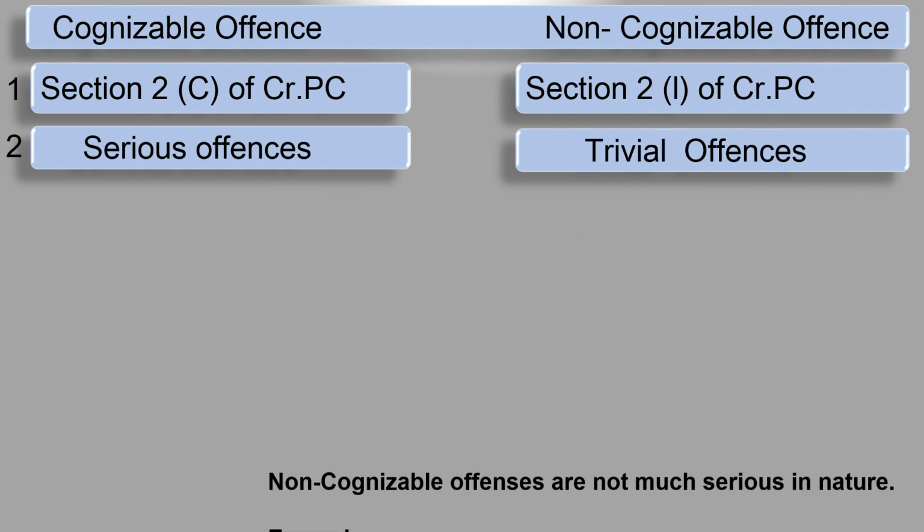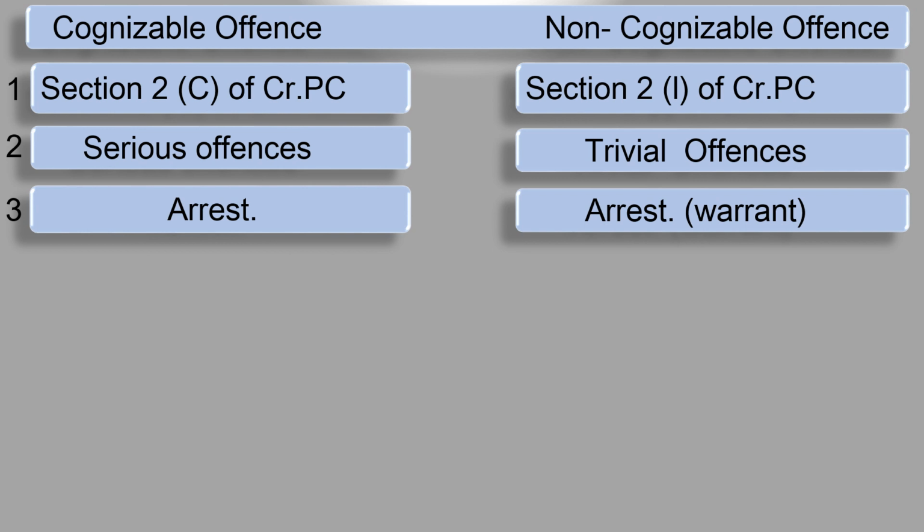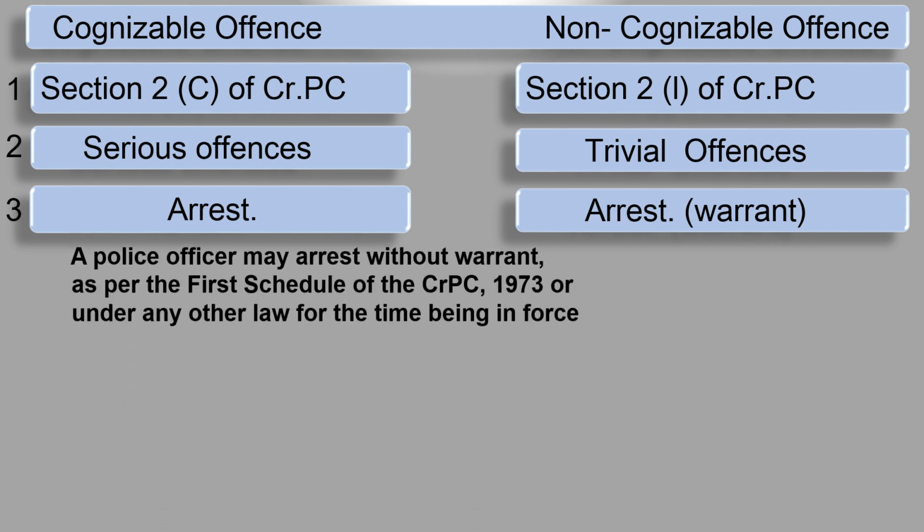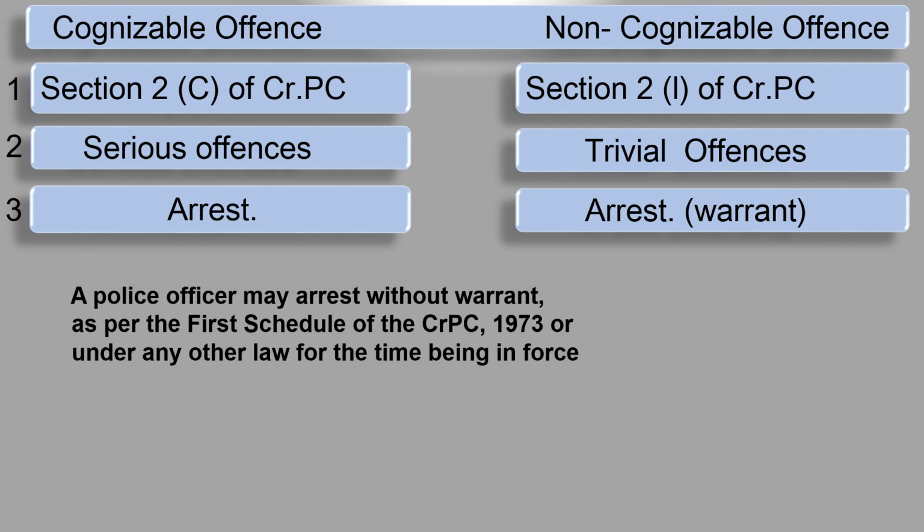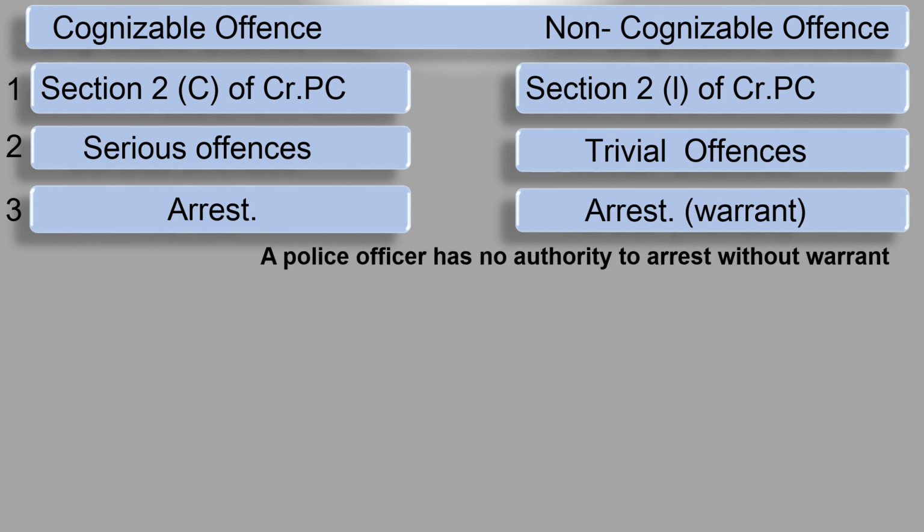Difference number 3, arrest. In cognizable offenses, a police officer may arrest without warrant as per the first schedule of the Cr.P.C. 1973 or under any other law for the time being in force. If you remember, this is also given in the definitions of the cognizable offenses. And as per the non-cognizable offenses, a police officer has no authority to arrest without warrant. This is a big difference. You have to remember this always.